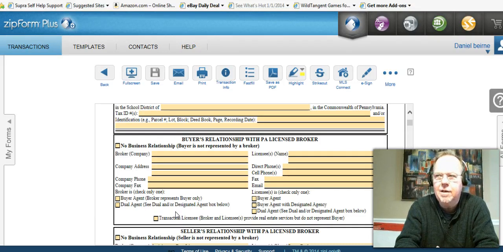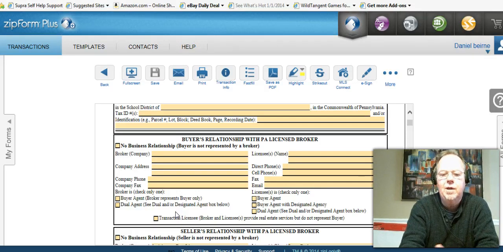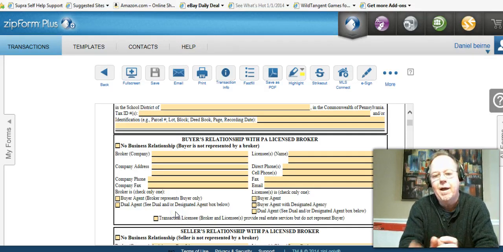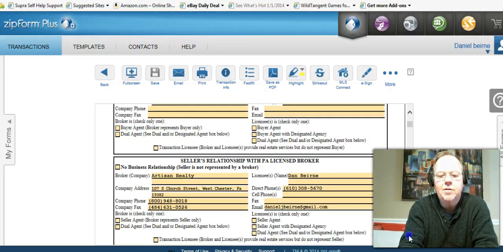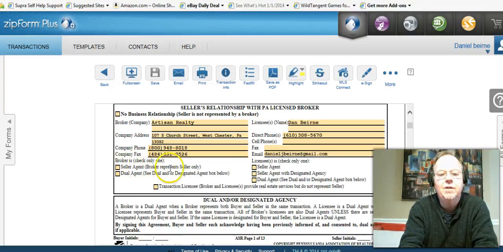For example, if you're representing a seller and you're doing it as a transaction licensee, you're violating 3 or 4 different codes that real estate agents have to follow. For example, walking through the property, working with the seller to give them the seller disclosure information, all kinds of different things which go beyond the scope of a transaction licensee. So we want to make sure we do that right. I'll probably come back and tell you, hey, represent the buyer or represent the seller, but transaction licensee just gets us in trouble. As we get down here to the seller's relationship, again, right underneath that, we have seller agent, just representing the seller, dual agent representing the seller and the buyer, or seller agent with designated agency. Lots of different options there.